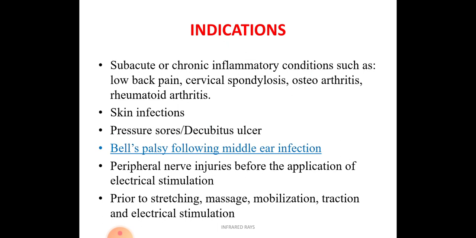In case of Bell's palsy, it is a very popular treatment. Whenever the patient comes with Bell's palsy, IR will be given, generally for 10 days, or for the first 7 days, to increase blood supply. Now in case of peripheral nerve injury, whenever you want to give electrical stimulation, many clinicians prefer to give IR before starting electrical stimulation, so that there is good muscle relaxation.